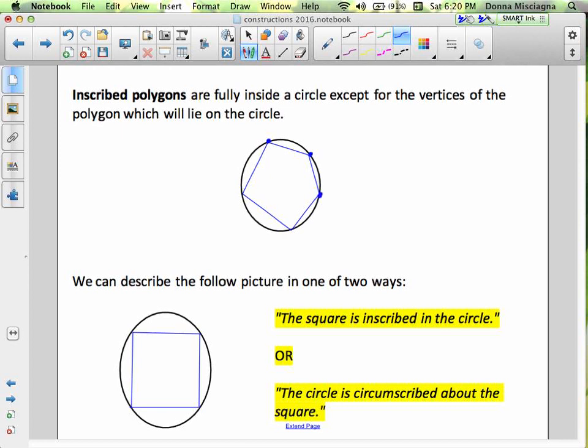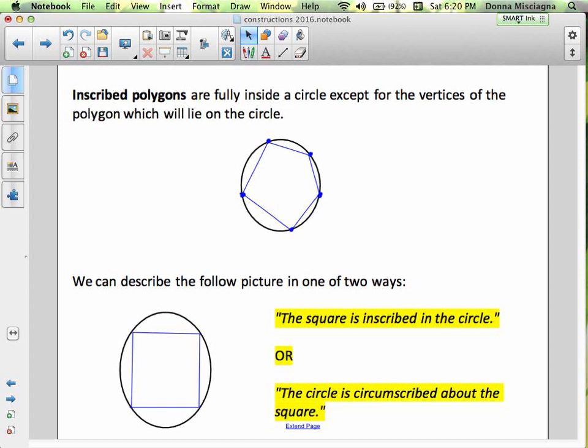All the vertices of this polygon are right on the circle. Every other part of that polygon is inside the circle. The only part that's on the circle are the vertices, and no part goes outside the circle. So that's what's called an inscribed polygon.